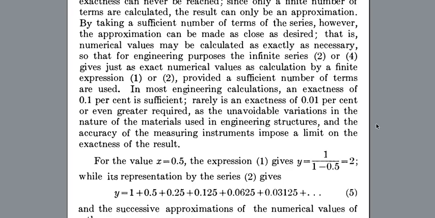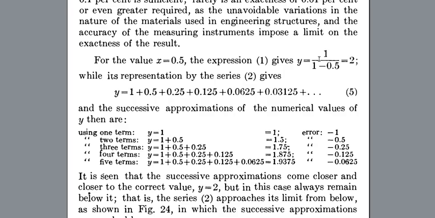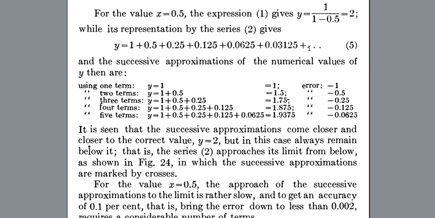For the value x equals 0.5, the expression 1 gives y equals 1 divided by the quantity 1 minus 0.5, which equals 2. While its representation by the series 2 gives y equals 1 plus 0.5 plus 0.25 plus 0.125 plus 0.0625 plus 0.03125, and so on. The successive approximations of the numerical values of y then are as follows.